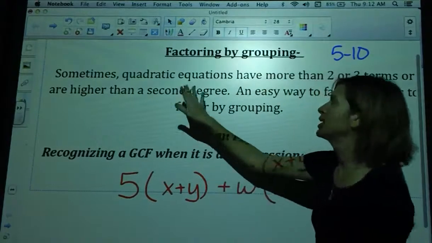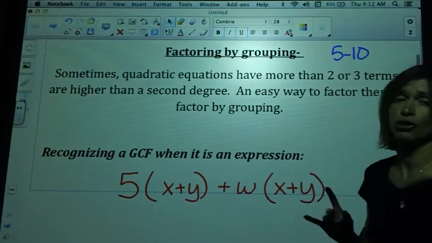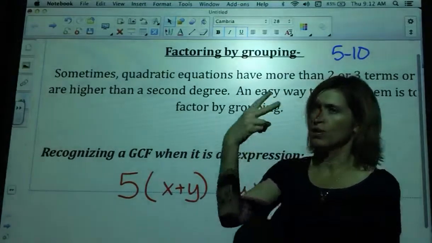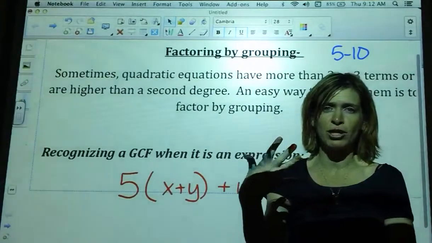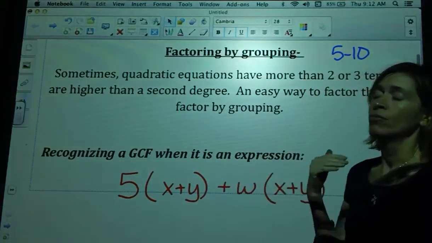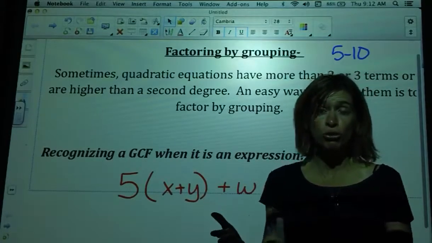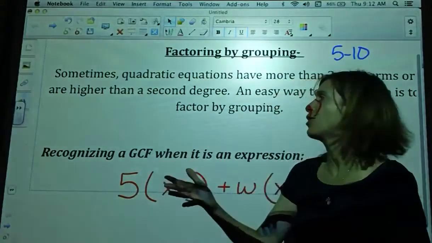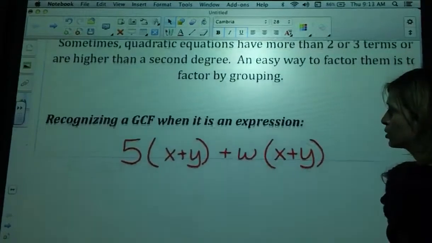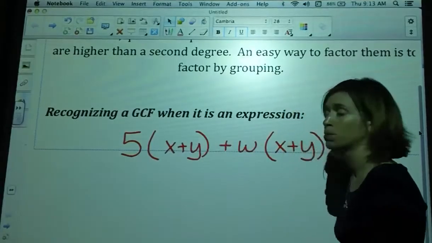So sometimes quadratic equations or quadratic expressions have more than 2 or 3 terms. We've done the difference of squares, we've done trinomial factoring and perfect square trinomials. But sometimes when there's 4 or more terms, you're going to do something called grouping, and that means grouping things together. In order to be able to do that, we need to be able to do a couple of things. We need to be able to recognize a GCF when the GCF is an expression.